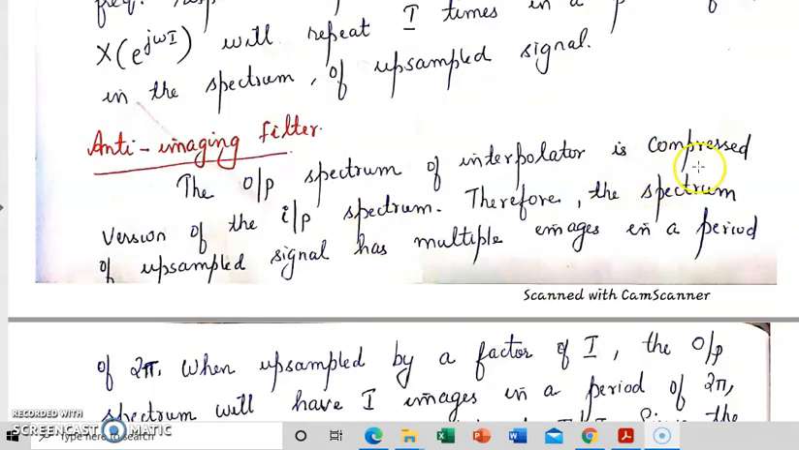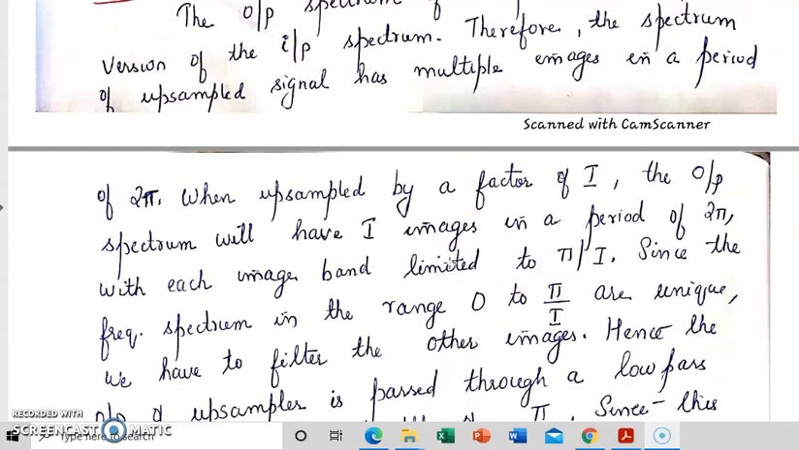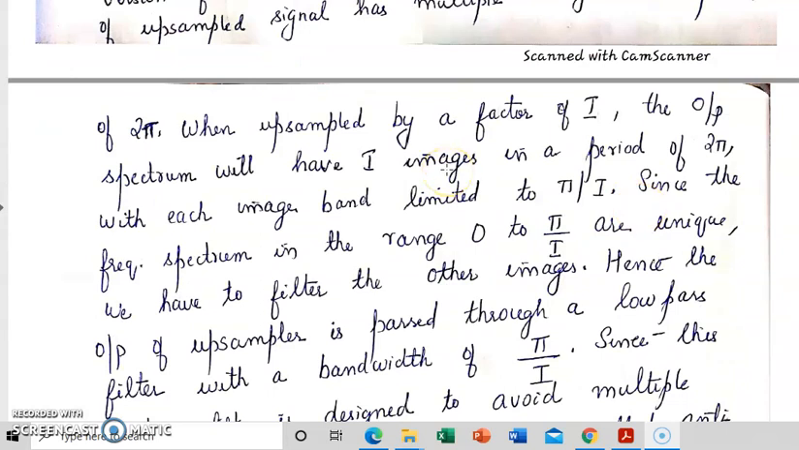Now, the output spectrum of interpolator is actually a compressed version of input spectrum. That is in contrast to our decimation. So here, the output spectrum of upsampling will be a compressed version of input spectrum. Therefore, the spectrum of upsampled signal has multiple images in a period of 2 pi. When upsampled by a factor of I, the output spectrum will have I images in a period of 2 pi, with each image band limited to pi by I.